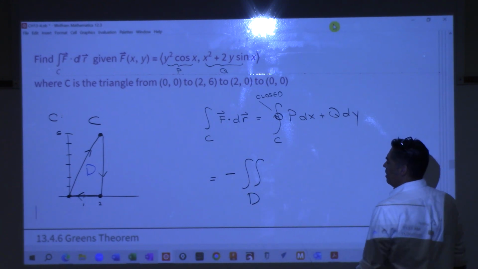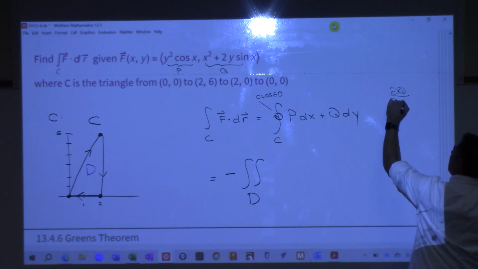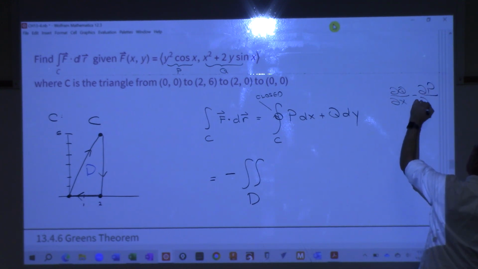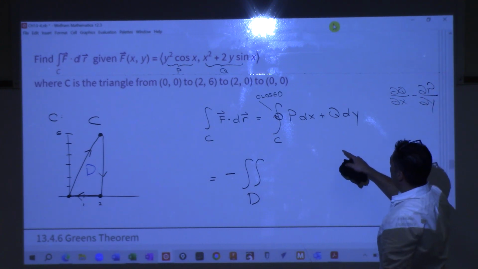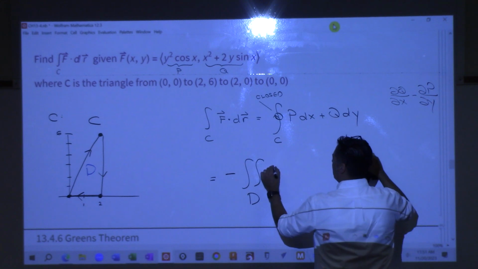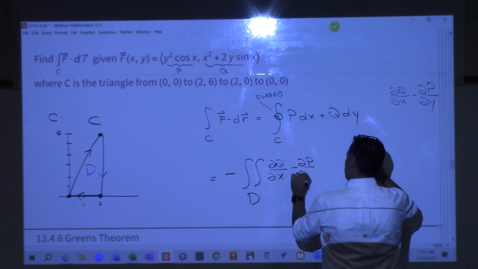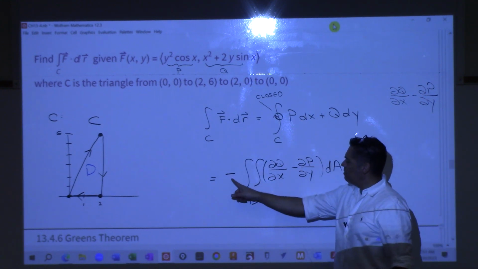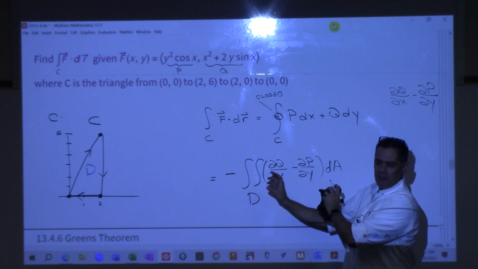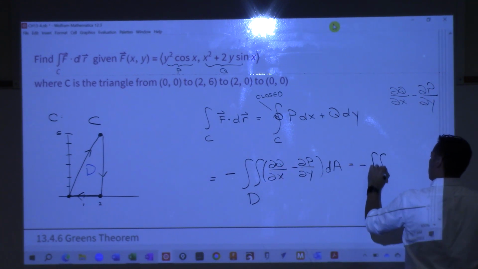And then it's the what? Partial, I erased it over there. It was the partial Q with respect to x minus partial P with respect to y dA, right? So for us, let me write it: partial Q with respect to x minus partial P with respect to y dA. By the way, you could pass this through and then switch the order. I'm not going to, but you could. Minus double integral over D.